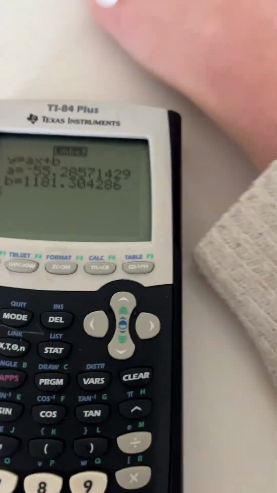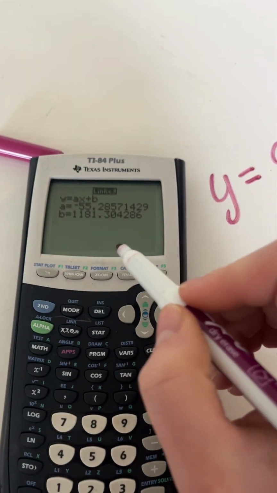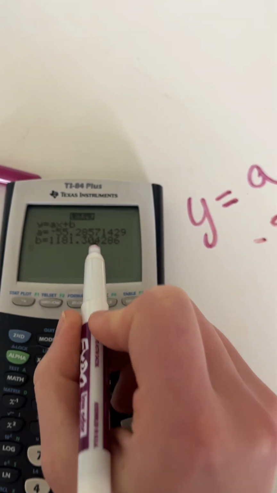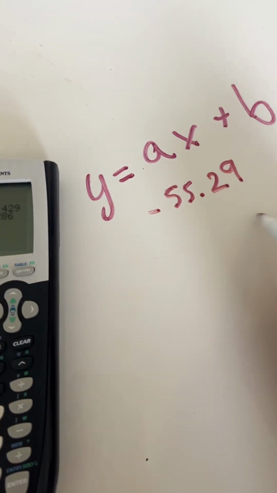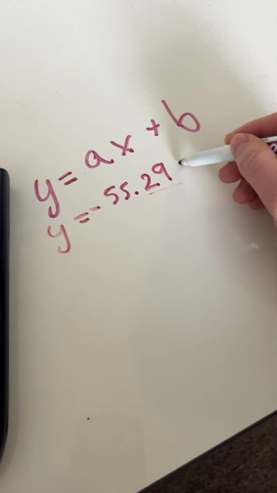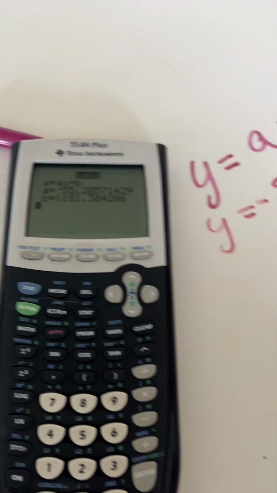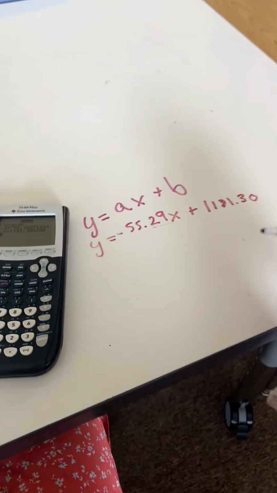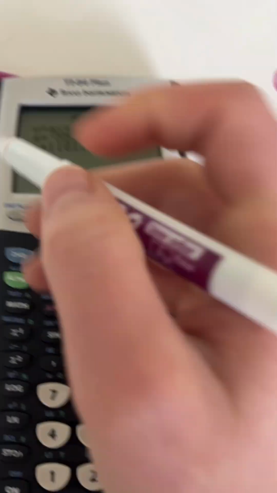Y equals ax plus b, and for a we have negative 55.29. We're rounding to the nearest hundredths place, or just the first two decimals. And then our b is a positive 1181.30.